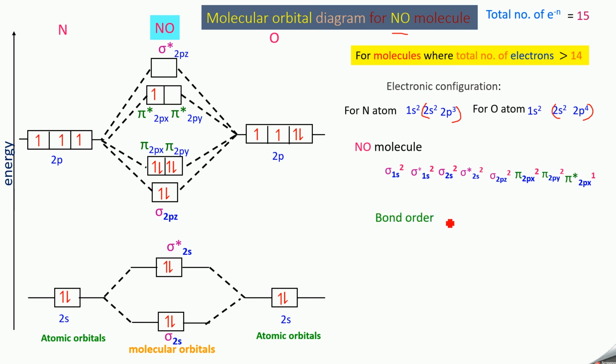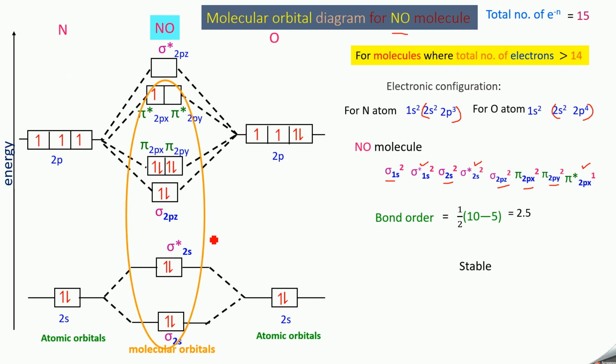Now bond order. Bond order is equal to 10 minus 5, because we have 10 electrons in bonding molecular orbitals and anti-bonding 2, 4 and then 1, 5. So divided by 2, you will be getting 2.5. Fractional bond order is possible. Since the bond order is 2.5, which is greater than 0, the molecule is stable. When you see the molecular orbitals, the electrons here are all paired, but here you have one unpaired electron. Since all the electrons are not paired up, the molecule is paramagnetic.